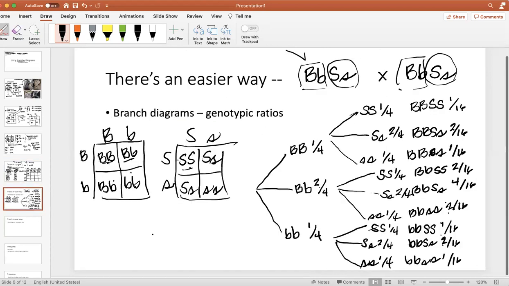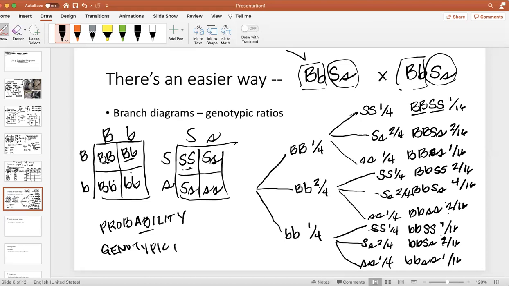Let's use this method. I used this to get probabilities just now. Okay, so the probability here of getting a big B, big S is 1 out of 16. I also used it to get a genotypic ratio. Sorry, guys, it's hard to write on my tablet. And to get that, just get rid of your denominators, 1 to 2 to 1 to 2 to 4 and so on, okay? Let's use this to get our phenotypic ratio.